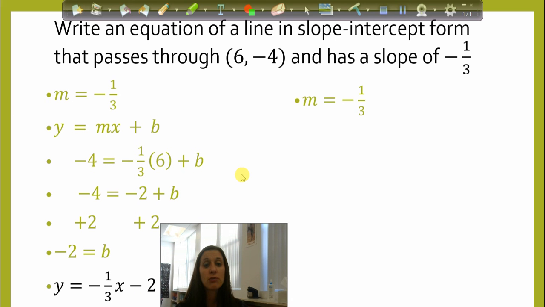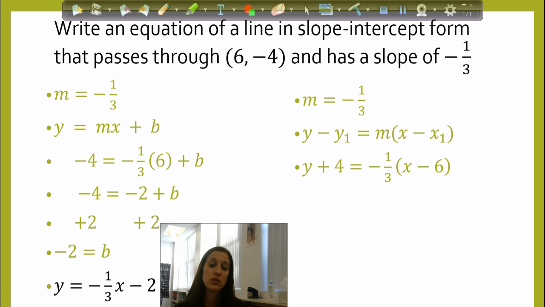Or you can use point slope form. My m value is -1/3. Remember, m is always what slope is. There's the formula. I'm going to take this 6 and plug it in for x sub 1, and this -4 I'm going to plug in for y sub 1. So you do need to be careful because this is y minus a -4, which will become +4.